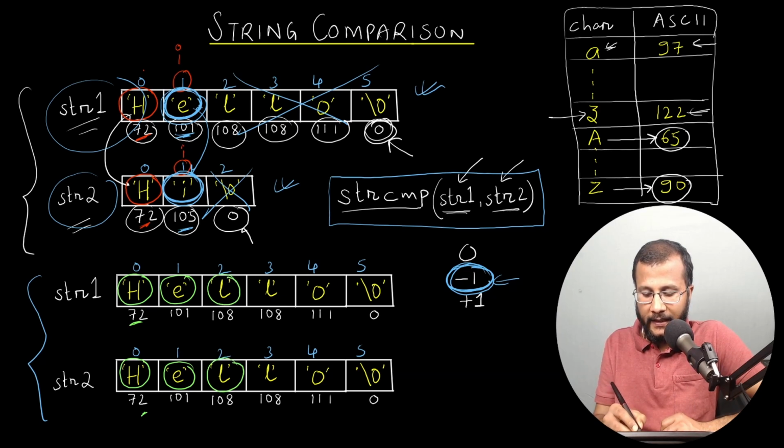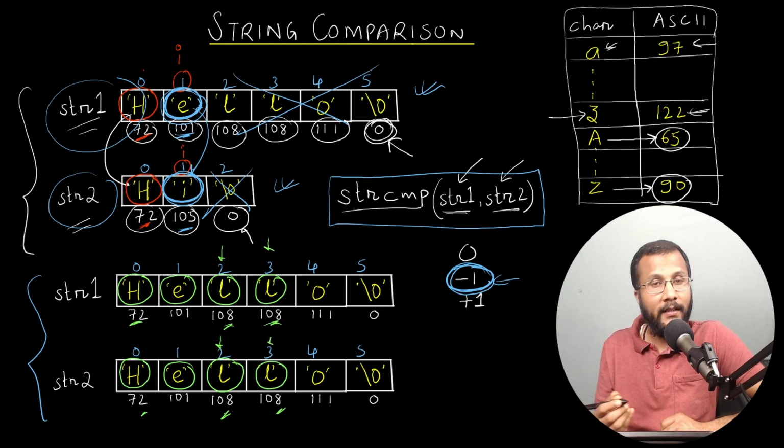Okay, in the next index, 2, both the characters are L, and the ASCII code is the same, 108, 108. So if they are the same, we move to the next character. Again, the next character is L. In index 3, the ASCII code is 108. So as of now, our string is the same, right?